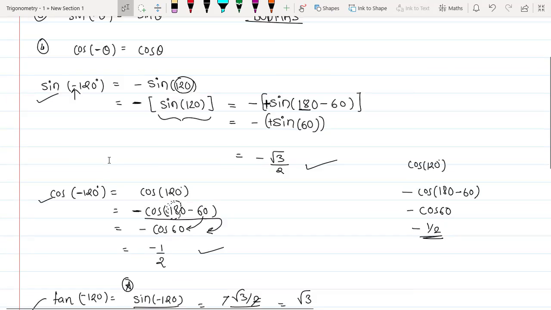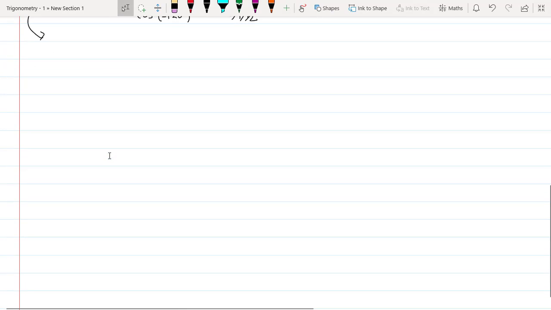Okay, so let's take 315. So minus of 315. Sine of minus 315 degree, and we want to find out the cos also. So tell me first, what will you do first? BODMAS, solve the bracket. If there is a negative angle, use the sign of minus theta. So sine of minus theta will be equal to minus sin of theta.